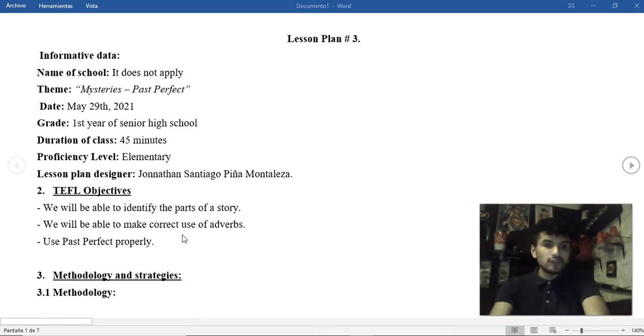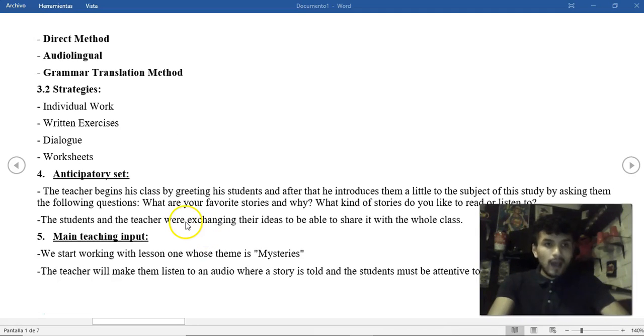The methodology and strategies that I implement in my lesson plan are the direct method, the audiolingual method, and the grammar translation method. The strategies that I'm going to use in my class are individual work, the written exercise, the dialogue, and the worksheets.